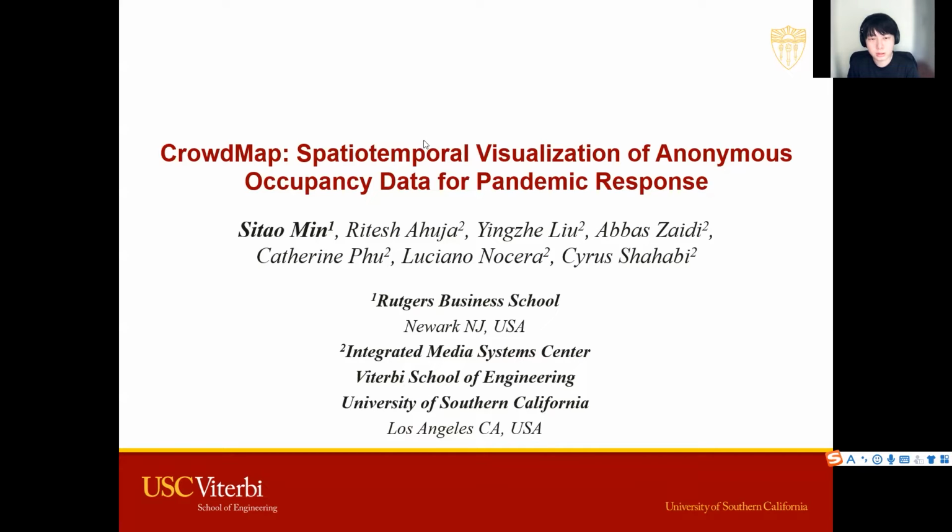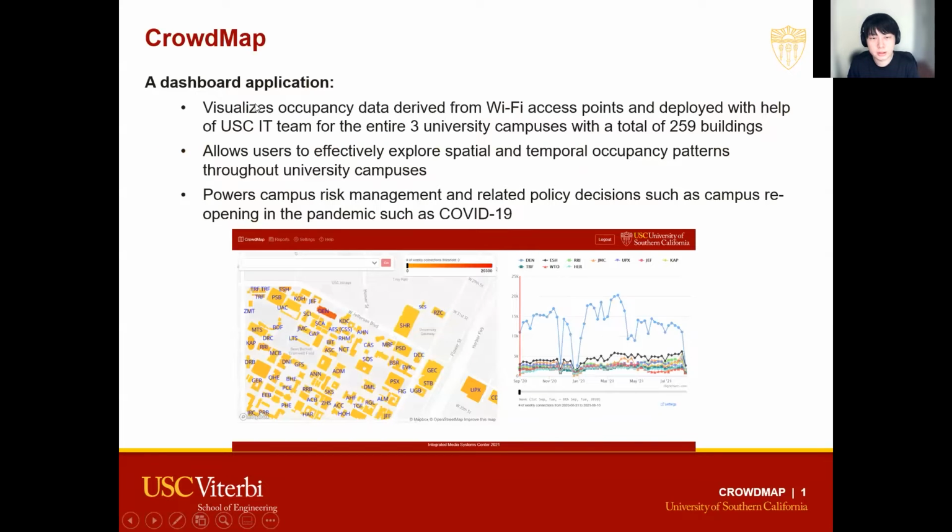I will present our paper, CrowdMap: Spatial Temporal Realization of Anonymous Occupancy Data for Pandemic Response. CrowdMap is a dashboard application. It realizes occupancy data derived from Wi-Fi access points, and it was deployed for 3 USC campuses and 259 buildings with help of the USC IT team.